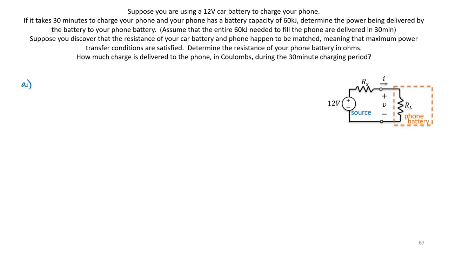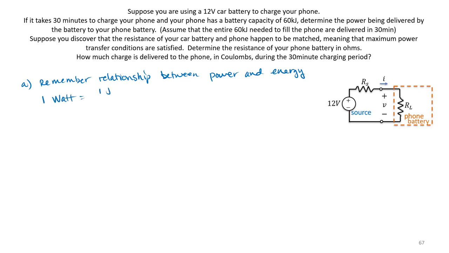So the key thing to remember for our first question is remember how power and energy are related. Remember, 1 watt is equal to 1 joule per second, or energy, W, is the integral of power. So in this case, we know that in 30 minutes, we are able to deliver 60 kilojoules, or 60,000 joules.